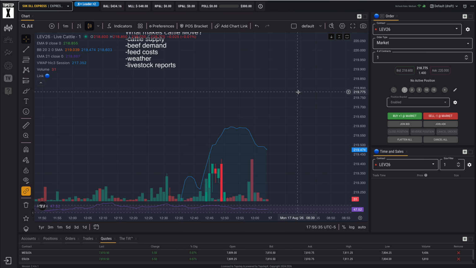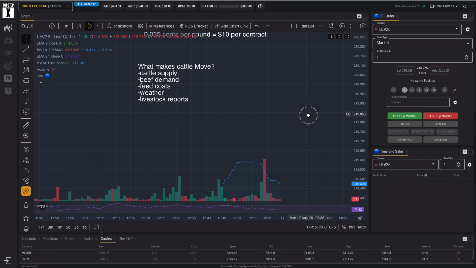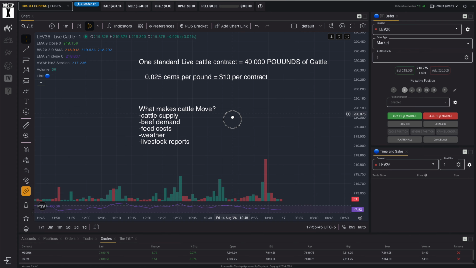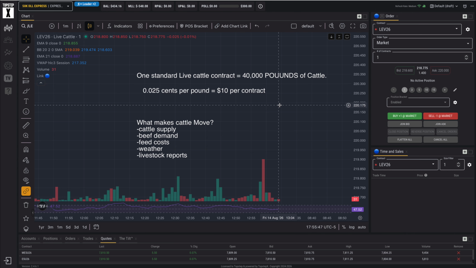This is Futures Made Easy. It's not farming made easy. Feel me? So there you go. If you didn't know that you can trade live cattle futures and the ticker LE, now you know. One contract is 40,000 pounds of cattle, and the minimum tick value is $10 per contract. And yes, you can trade cows.